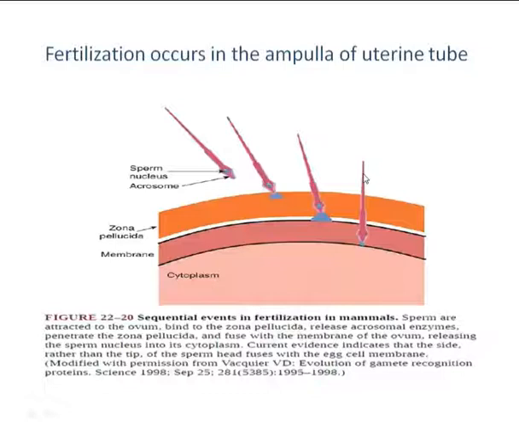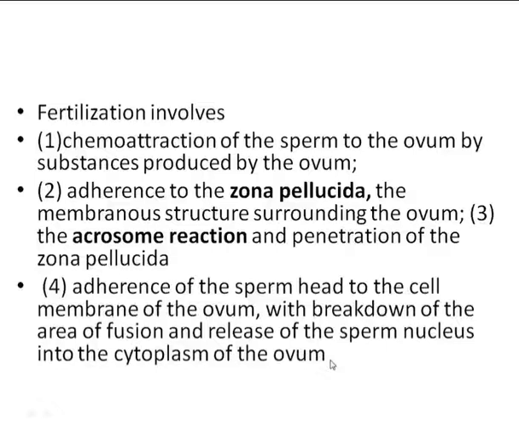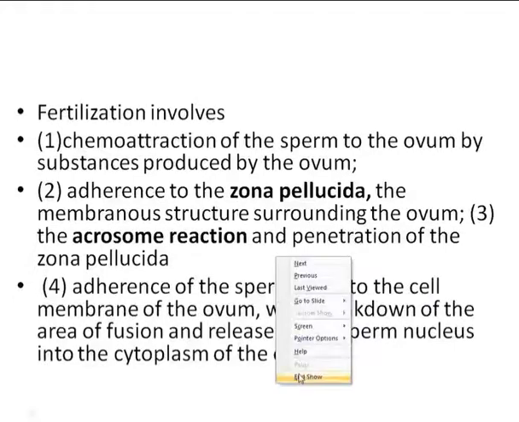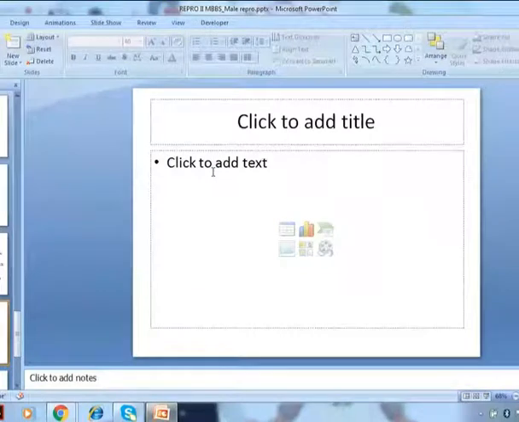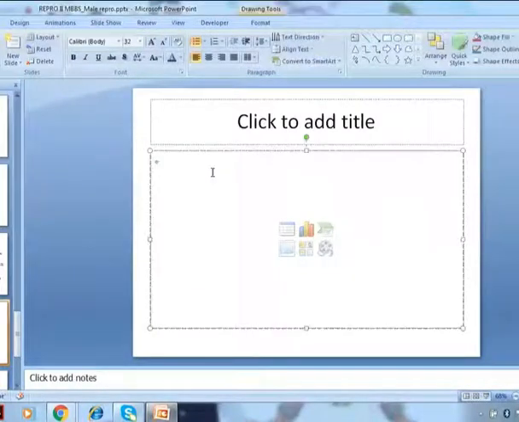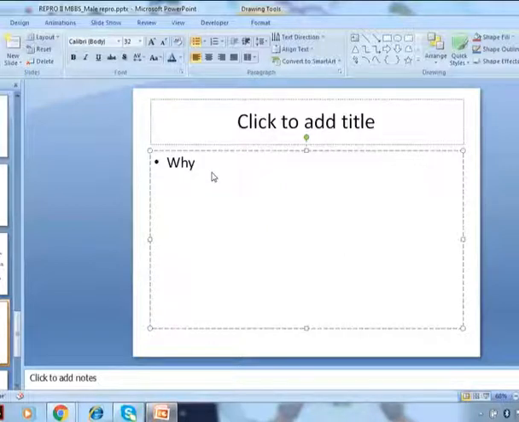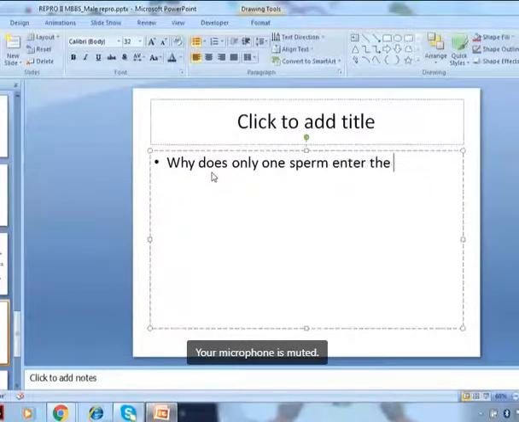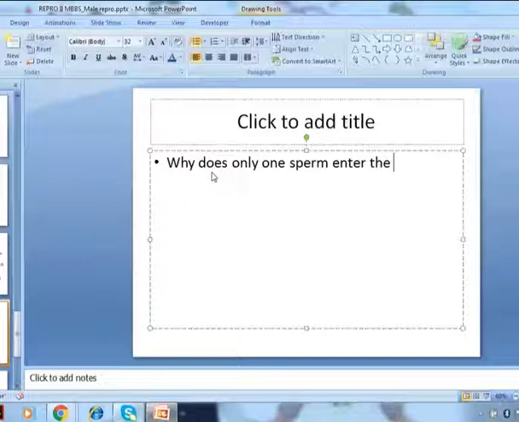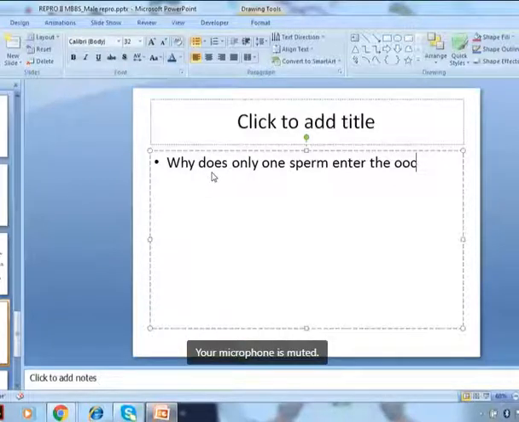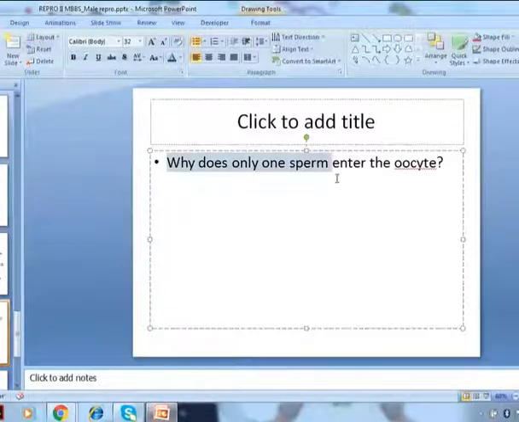Now, one of the most important questions is, okay, I will write it here. What is that question? Why does only one sperm enter the oocyte? This is the question. Why does only one sperm enter the oocyte, the ovum, and the others do not enter, isn't it?